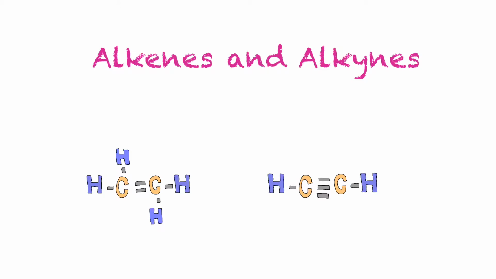So now we're going to take some time to talk about alkenes and alkynes. Alkenes have a double bond between one or more of the carbons in the chain, and an alkyne has a triple bond or more in the carbon chain.